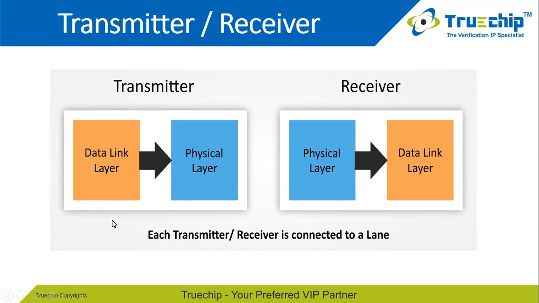At first, let us understand what a transmitter and a receiver are with the help of block diagrams. A transmitter or receiver consists of a physical layer and a data link layer. Each one of them is connected to a lane.